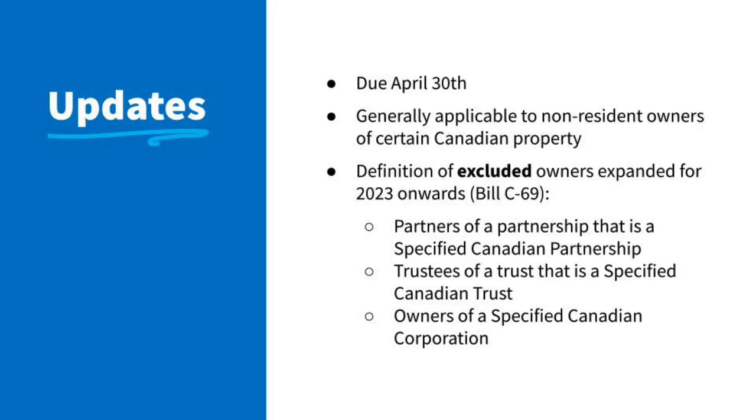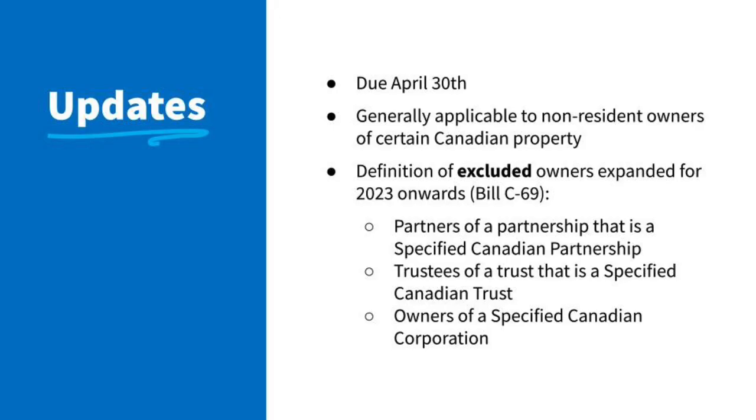Just a quick coverage of some of the legislative updates from the past year. UHT returns are still due on April 30th of the year following the calendar year where the UHT is applicable. It's still generally applicable to non-resident owners of certain types of Canadian property. I'm not going to go into all of it. There's a whole bunch of technical guidance on CRA's website. You can do your deep dive there.